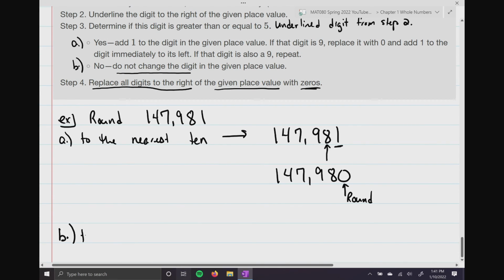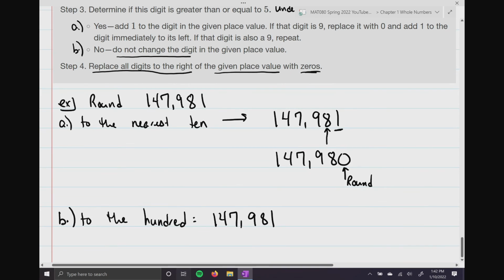Same number, to the nearest 100. All right, so once again, I start by writing the number. Now, since it's the nearest 100, I put an arrow underneath the 9, and I underline the 8, the digit to the right. Now, step 3, let's make our determination. I can see that that 8 is definitely bigger than a 5. So I'm going to add 1 to the given place value. So I know this 9 actually turns into a 10 because that would be adding 1 to it.